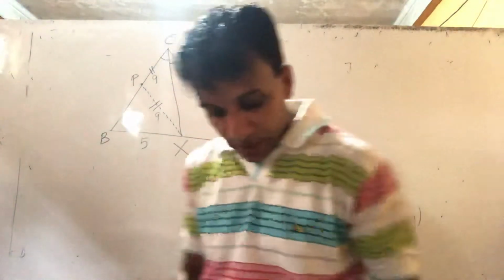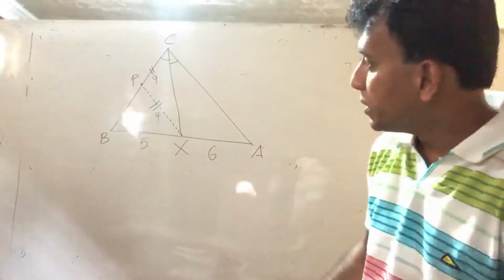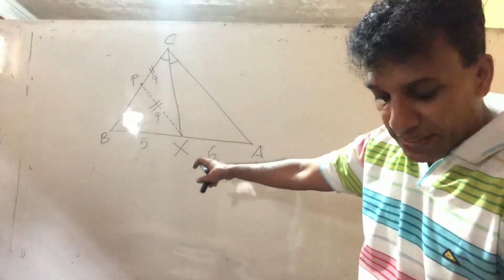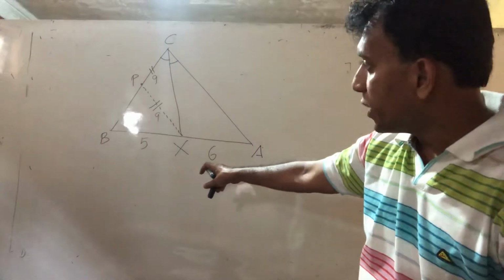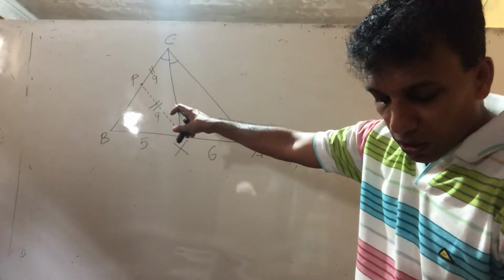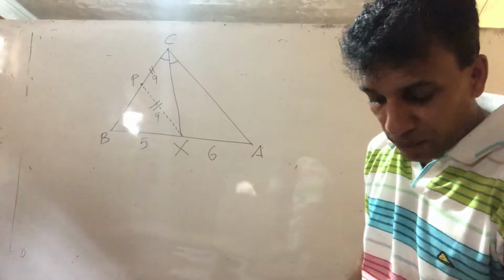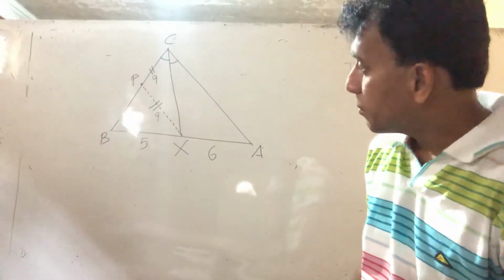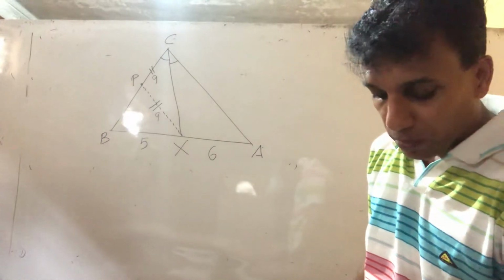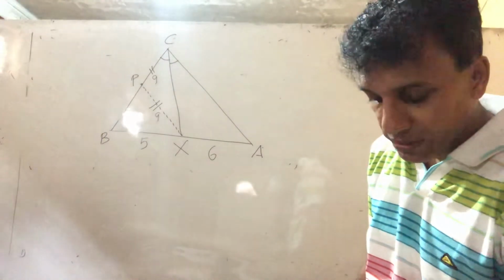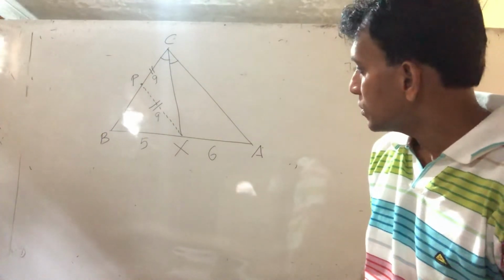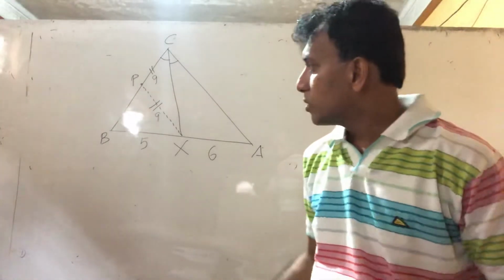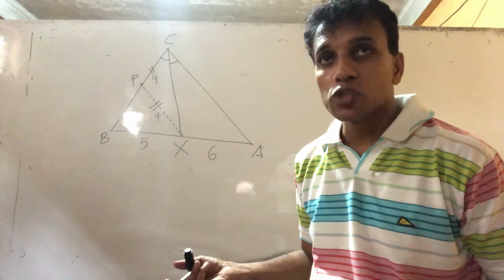Okay, check once again the diagram. Triangle ABC, the angle bisector of BCA meets AB at X. The point P lies on BC such that PX equals PC, right? PX is 9, BX is 5, AX is 6. Find the value of BC. So what's the idea? There's no parallel.